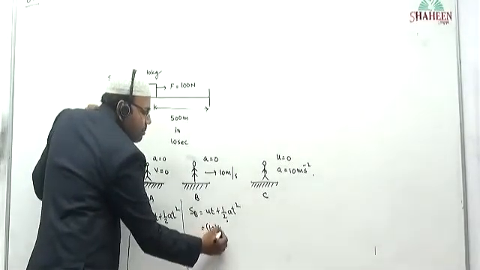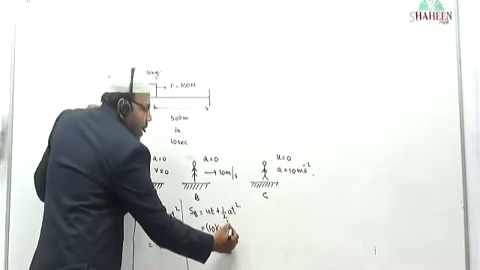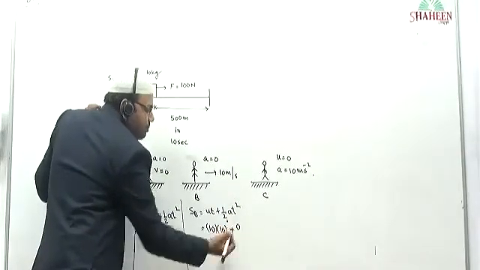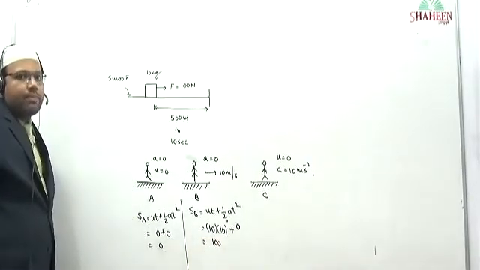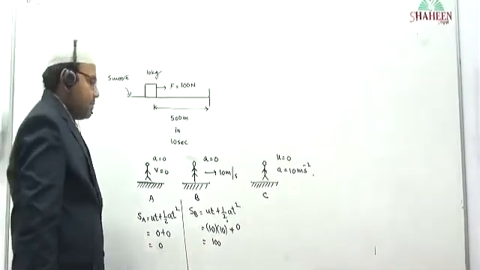Time, how much time? 10. But acceleration is 0 here. So therefore, how much is this, beta? It is 100. Look, 100 meters. Next, let us go for C.